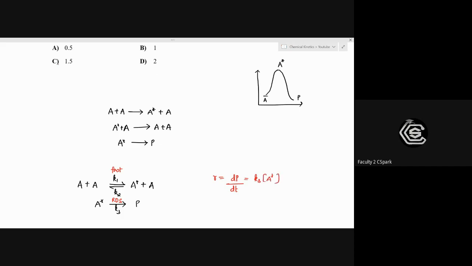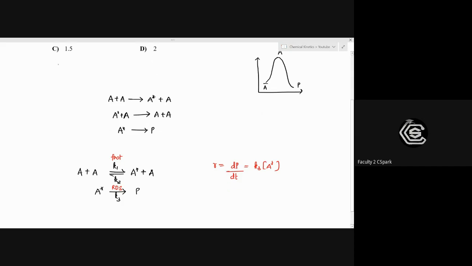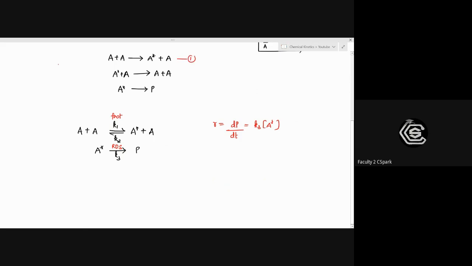Now, we cannot incorporate the concentration of A star in the rate expression because it's an intermediate. It's an activated state whose concentration is very difficult for us to measure. Correct? It's not practically possible. So we'll eliminate this A star and we'll substitute the expression for A star from the steady state approximation. Let's say this is step number 1, 2, and 3 respectively. We know that the change in the concentration of the intermediate with time is equal to 0 according to SSA, because in SSA you have a transient existence.